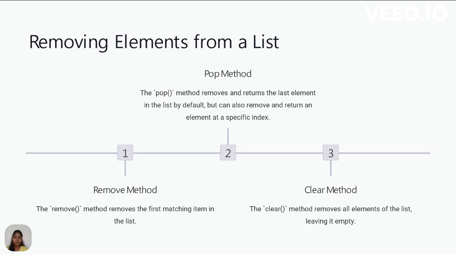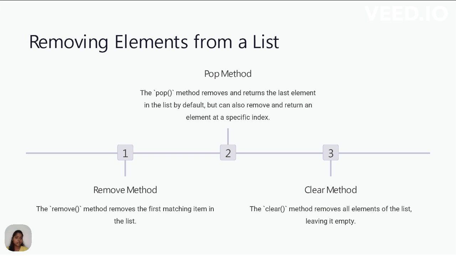Then removing elements from a list. In that, it also has three types: remove method, pop method, and clear method. The first one is the remove method. The remove method removes the first matching item in the list. And the second is the pop method. The pop method removes and returns the last element in the list by default, but can also remove and return an element at a specified index.